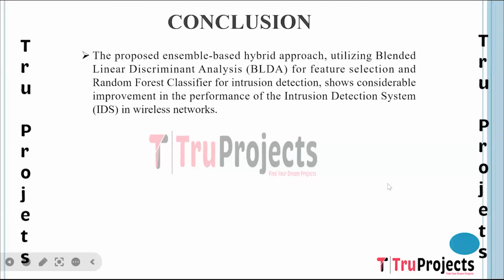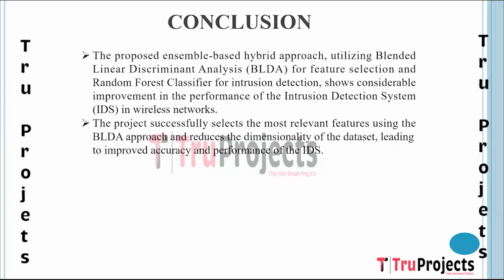The conclusion of the project is the project introduces a hybrid approach using blended linear discriminant analysis, BLDA, for feature selection and the random forest classifier for intrusion detection in wireless networks. This method exhibits significant enhancement in the intrusion detection system, IDS, performance. BLDA refines feature selection while random forest excels in accurately identifying intrusions. The project effectively utilizes the BLDA approach to select the most relevant features from the dataset. By doing so, it reduces the dataset's dimensionality while preserving crucial information. This reduction leads to improved accuracy and performance of the IDS by focusing on the most informative features.